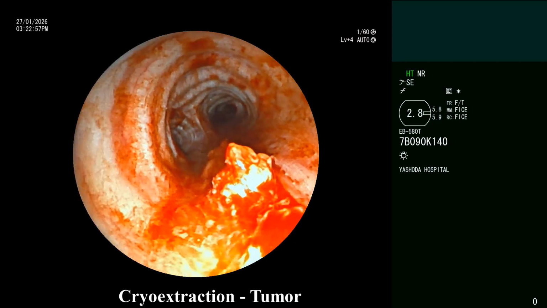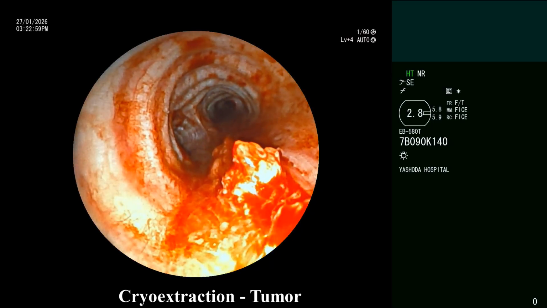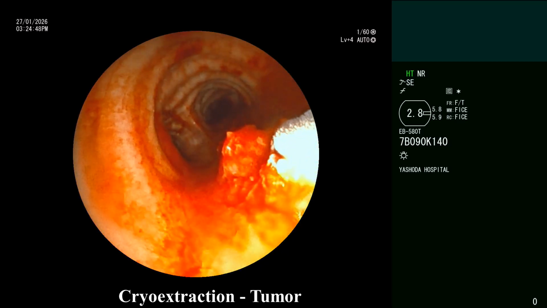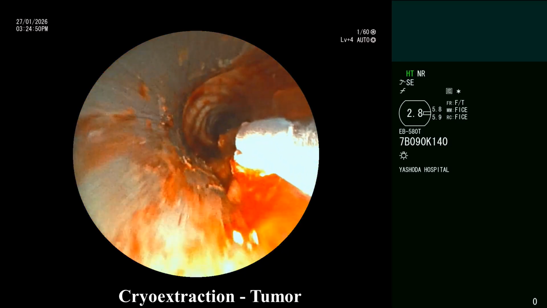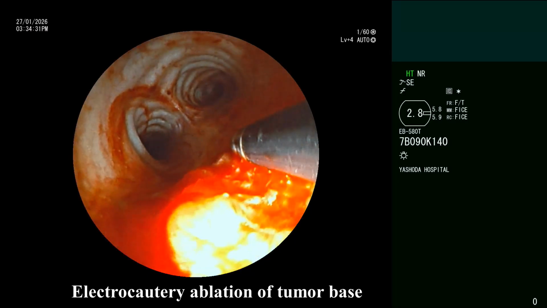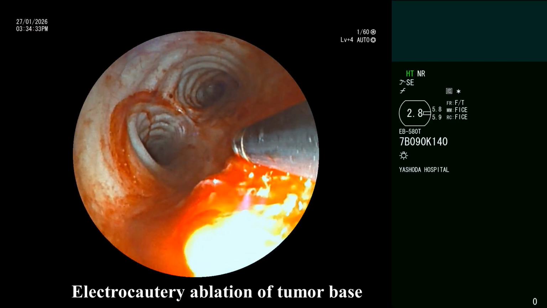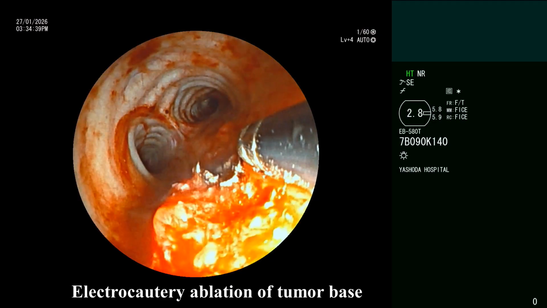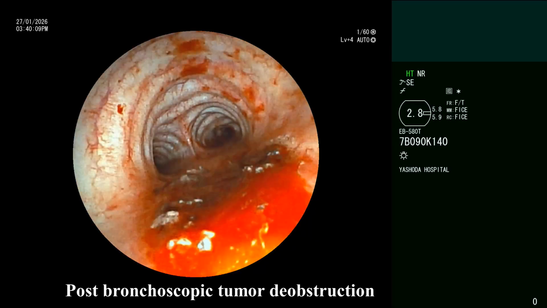Whatever tumor remnants are present and adhered to the posterior wall of the trachea are removed piecemeal with the help of the cryo extraction. And once it is done, now we are passing the electrocautery tip to coagulate the tumor base to prevent the recurrence from happening. Now you can see that we are coagulating the base of the tumor, making sure that the FiO2 is less than 0.4.